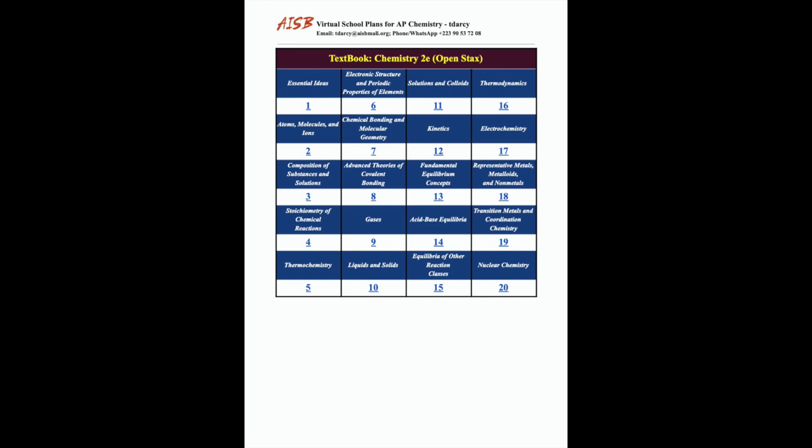So chapter 2 is atoms, molecules, and ions. That should sound familiar. And chapter 6, electronic structure and periodic properties of the elements. And that concludes this section of the video describing the Google Classroom.